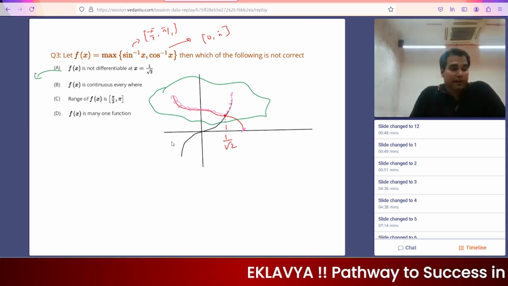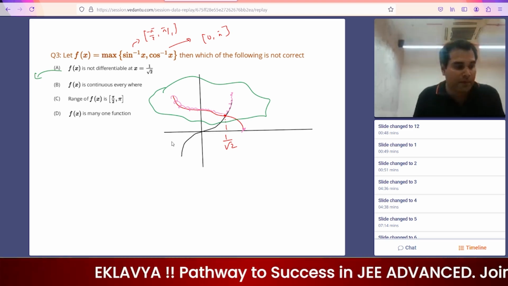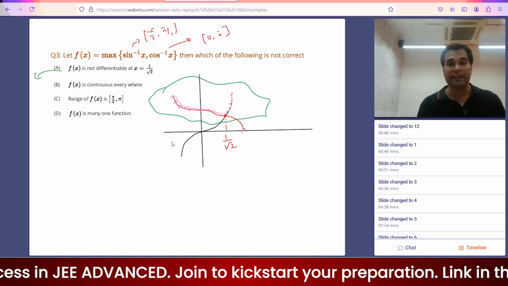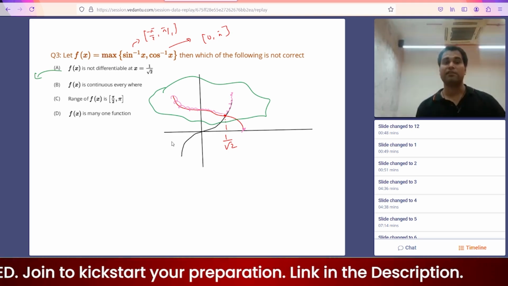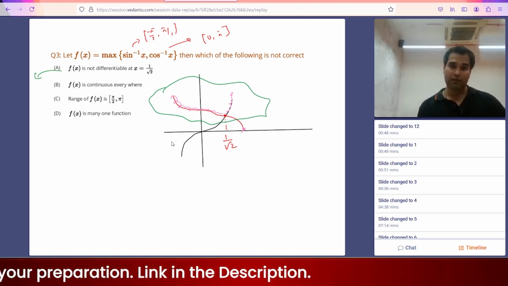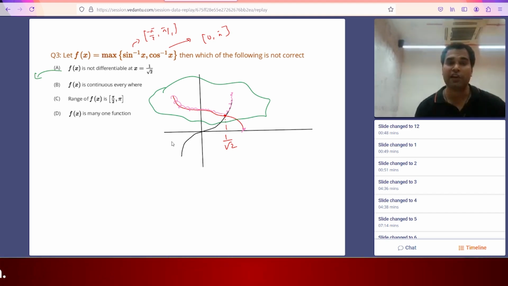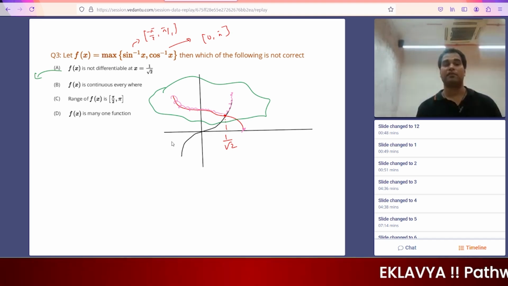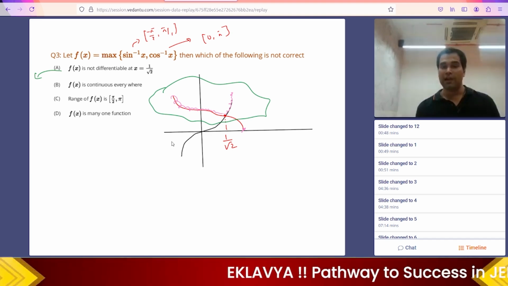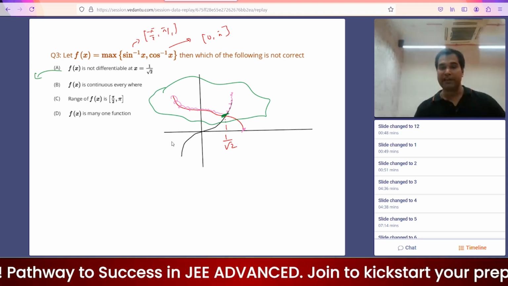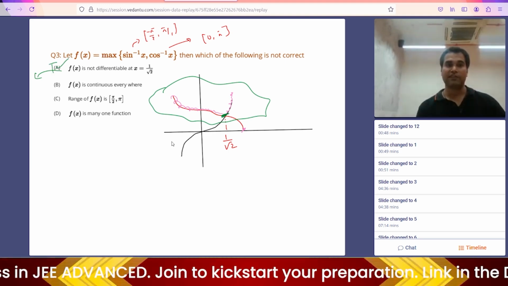When we draw a graph, if we get a sharp corner, this means the function is not differentiable. If we get a sharp corner, this means this function is non-differentiable. And here, at 1 by root 2, we get a sharp corner. This means this function is not differentiable.